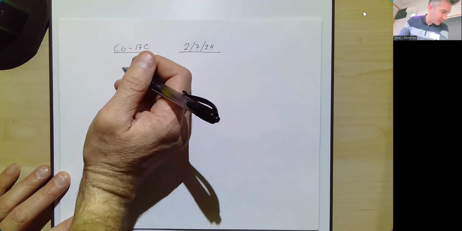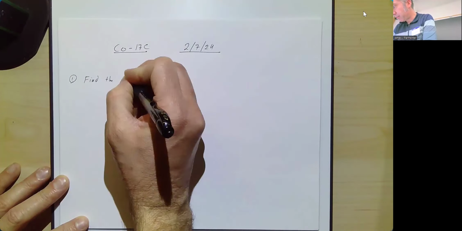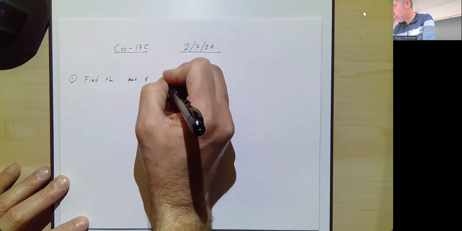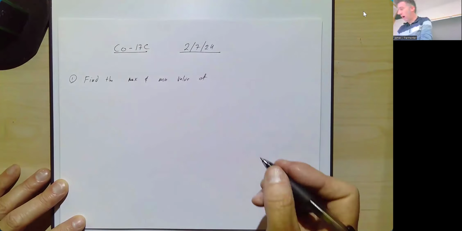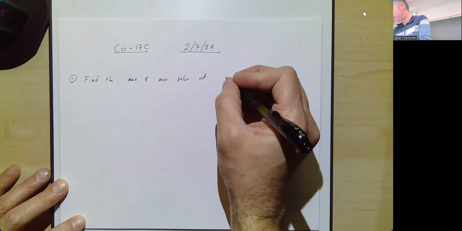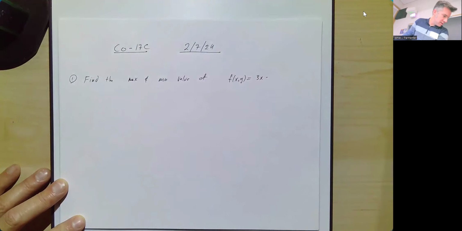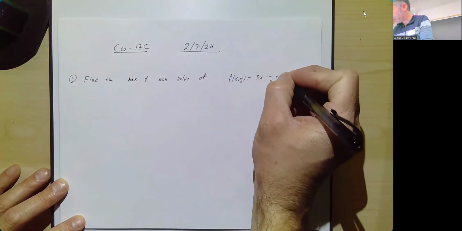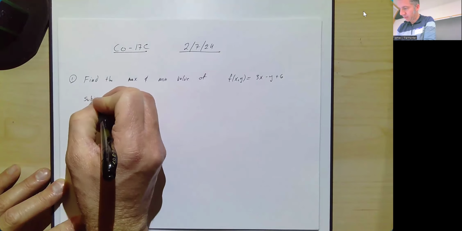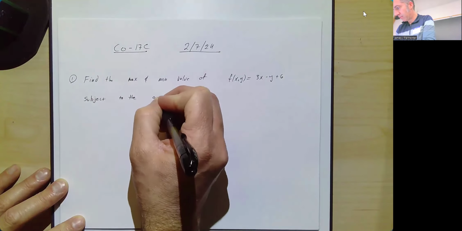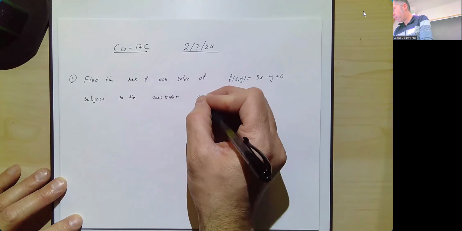So let's find the maximum and minimum value of 3x. If I was writing this, I would write it as f of x comma y equal to 3x minus y plus 6, subject to the constraint x squared plus y squared equal to 4.